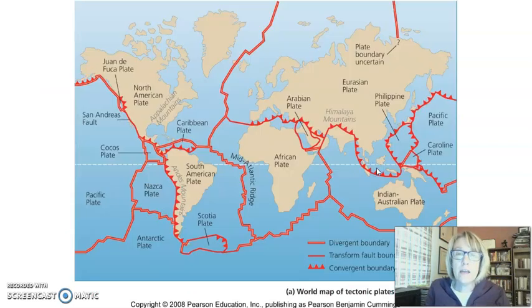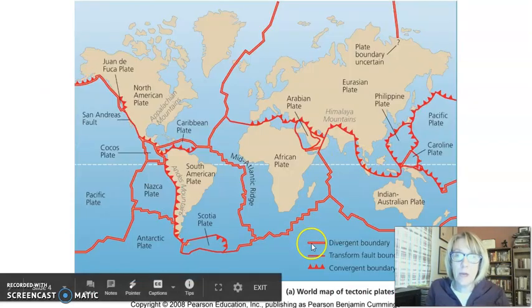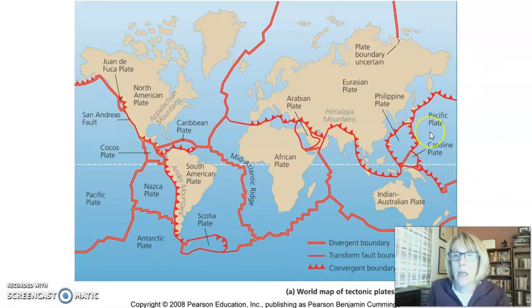All right, and here's our plate tectonic map, and you can kind of remind yourself where the different boundaries are. Remember, you should know what this area of the Pacific is called, where there's a lot of volcanic and other types of activity.